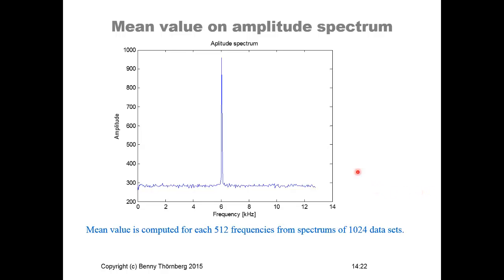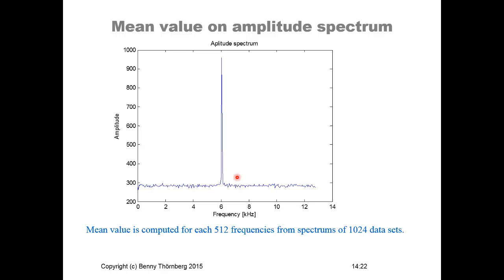Here is an example of where we have been using 1024 data sets. So it means like 1024 amplitude spectrums, each one containing 512 frequencies. And now, I mean, the signal is the dominant one, and you can hardly notice that there is a noise background.